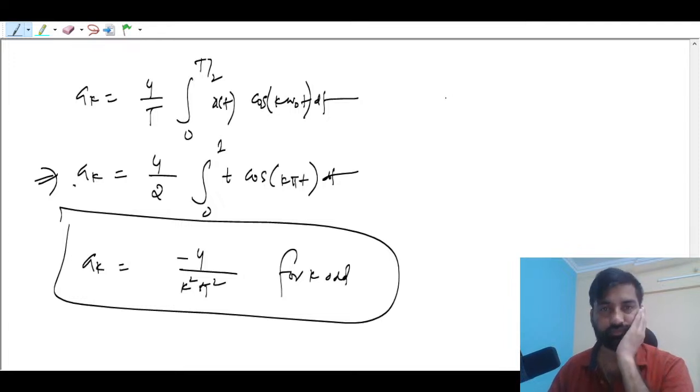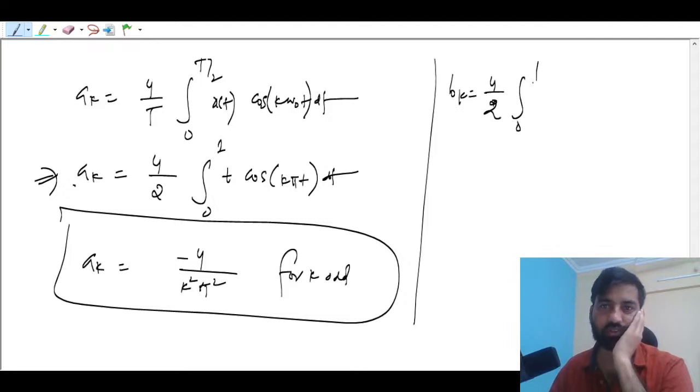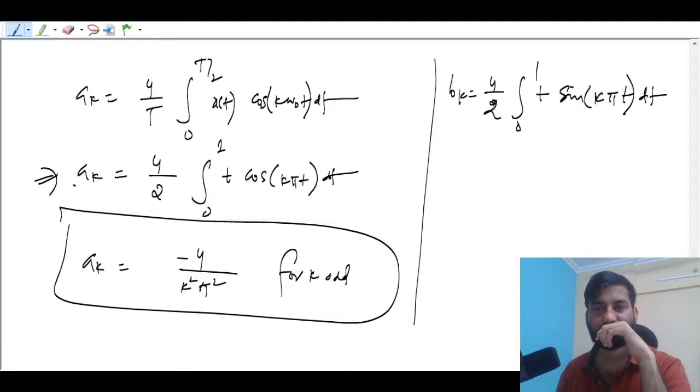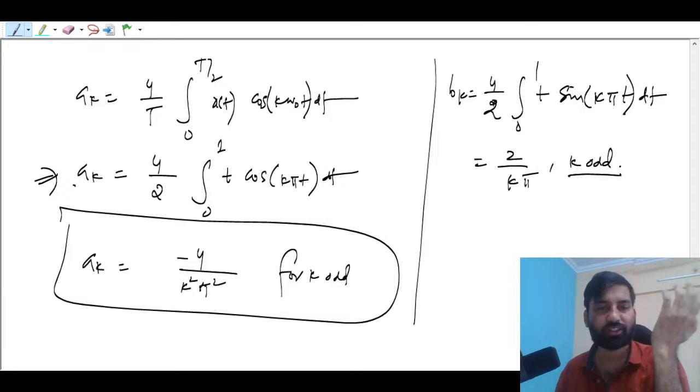And when we talk about b_k, in b_k also it is 4 by 2, 0 to 1, t sine k pi t dt. So for this also you can remember the result, or else you can just integrate it. So you will get here 2 by k pi for k odd. Half wave symmetry means odd harmonics will exist only.